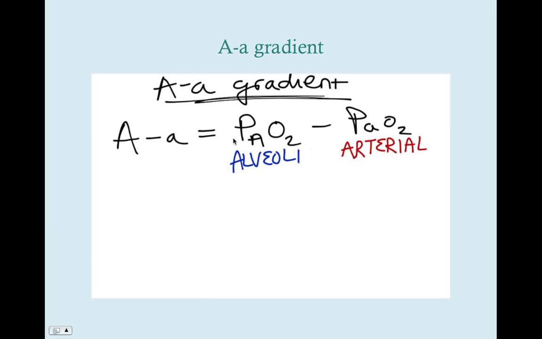So the higher the AA gradient, the more problems the lung is having, because you're getting high oxygen in the alveoli because you're breathing in, but you're not getting that oxygen into the arterial circulation. So a discrepancy here is a problem because it shows that we're breathing oxygen in, we're getting the oxygen there, but it's not getting into the arterial circulation. And clearly, if that's not happening, that's a problem of the lungs.